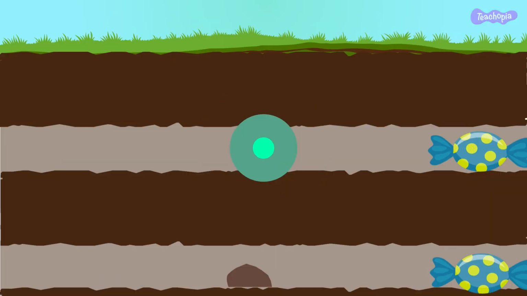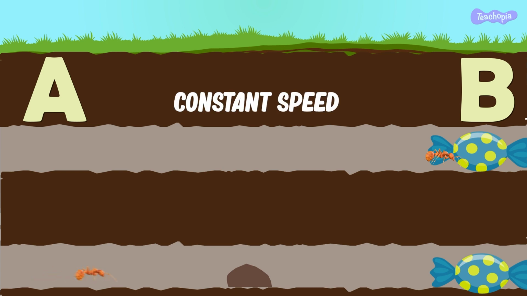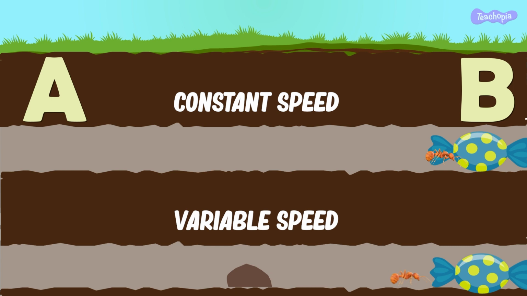Let us take an example of this ant. If the ant moves from point A to point B without increasing or decreasing its speed, it is called constant speed. If the ant moves from point A to point B with changing speeds, it is called variable speed.